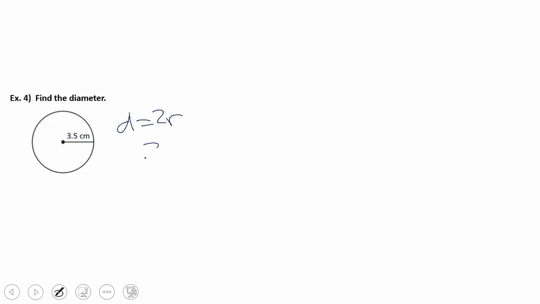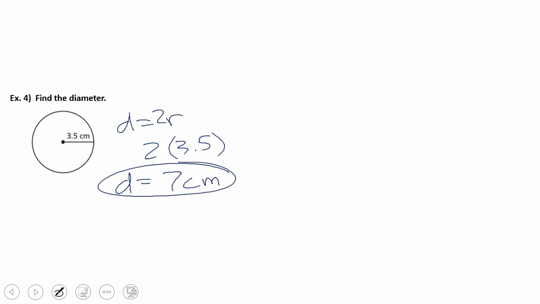And next and last, we're going to find the diameter on this circle. And we can see that the radius is given. And we know that the diameter is equal to 2r. And so we just plug in the numbers: 2 times 3.5, and we get that the diameter of this circle is 7 centimeters.